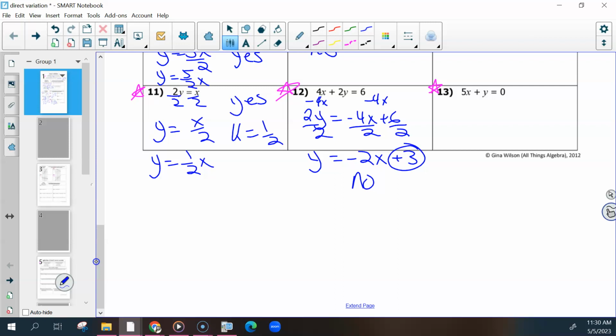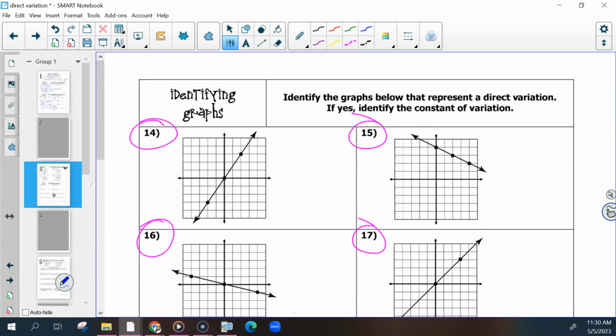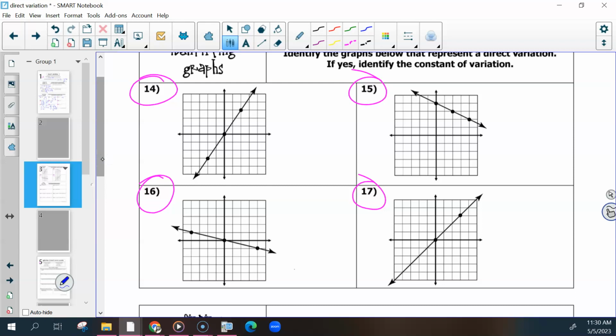Go on to the next page. So you also have to be able to determine if it's direct by looking at the graph. So same rules kind of apply. The constant k has to be the same, or the slope has to be the same between all your points. Has to go through the origin. So is 14 direct? Yes. What would your k value be?